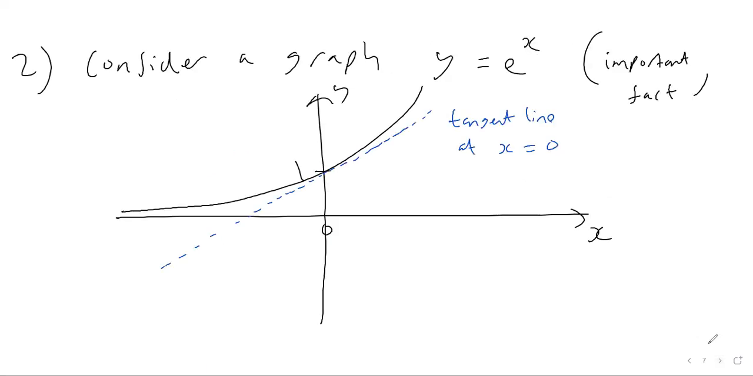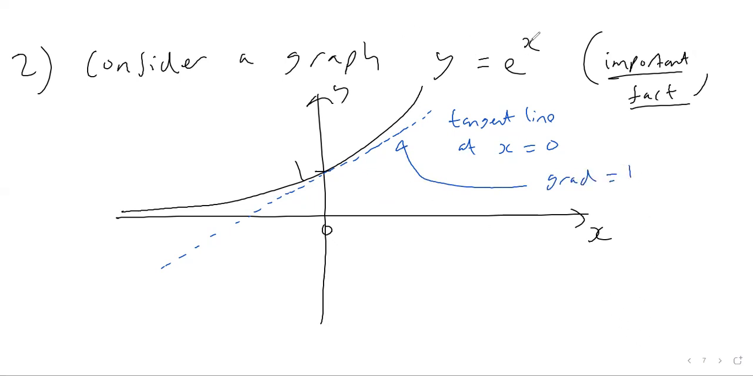And another fact, probably the most important fact, is this one here. Let's think about our y equals e to the power of x graph again. What I've done here is drawn a tangent line, a tangent line at x equals 0. So we've got a tangent line here like this. A very important fact is that the gradient of this tangent line equals 1. So the gradient is equal to 1.